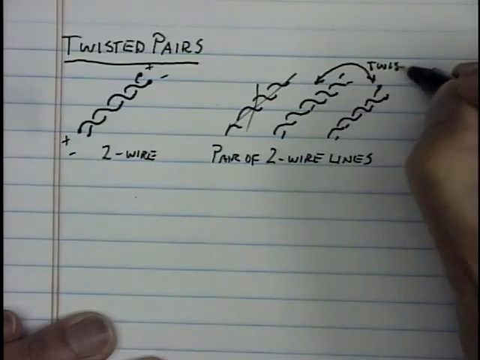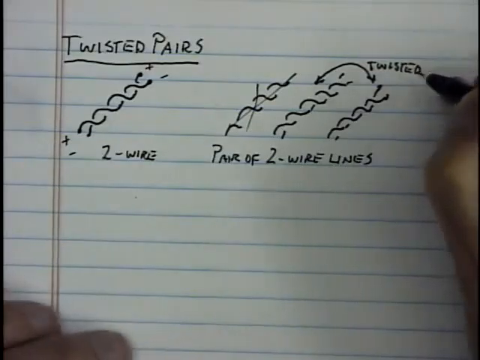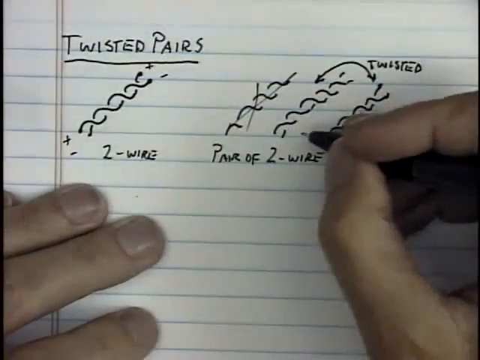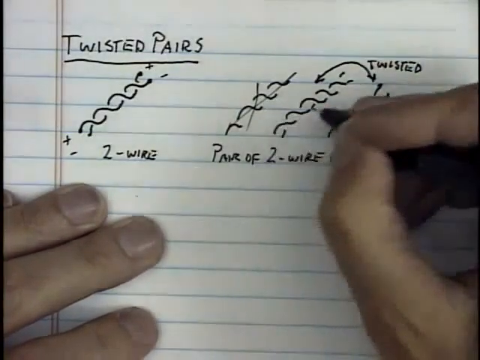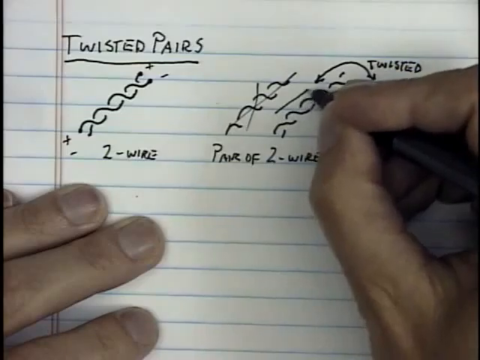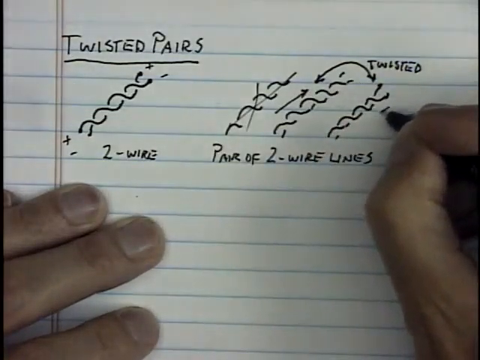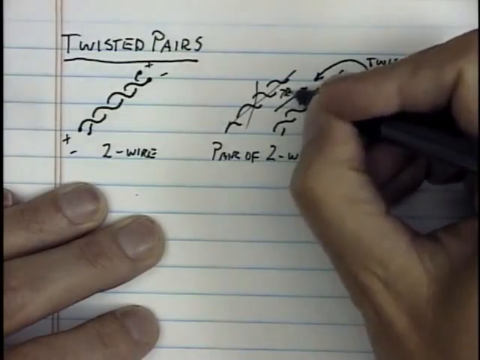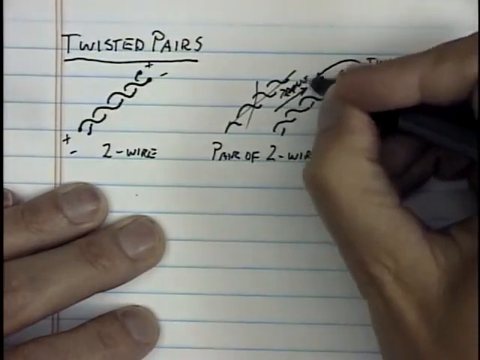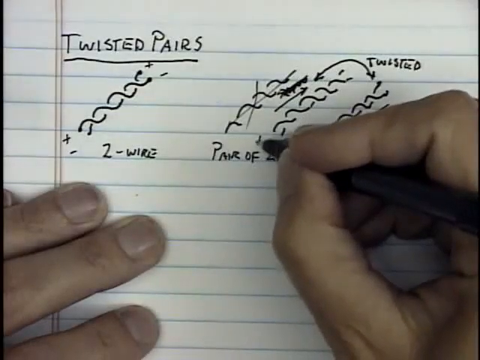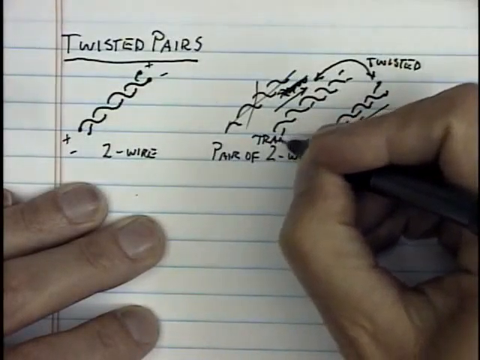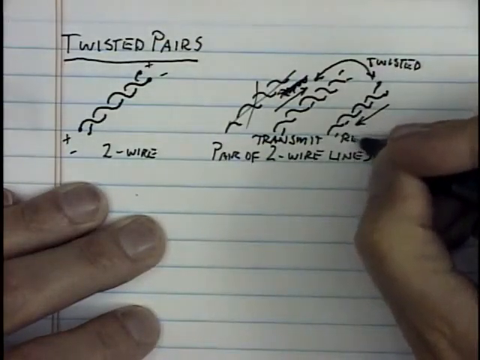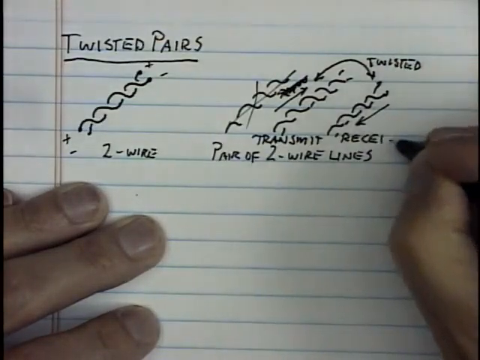So we got a pair of twisted wires as shown here. You're not going to be able to see this. Now, why use two of them?